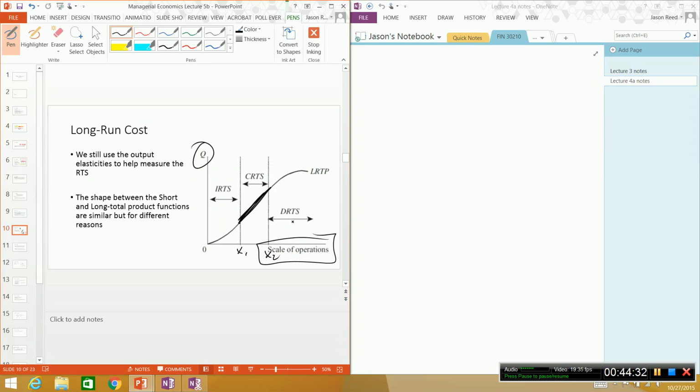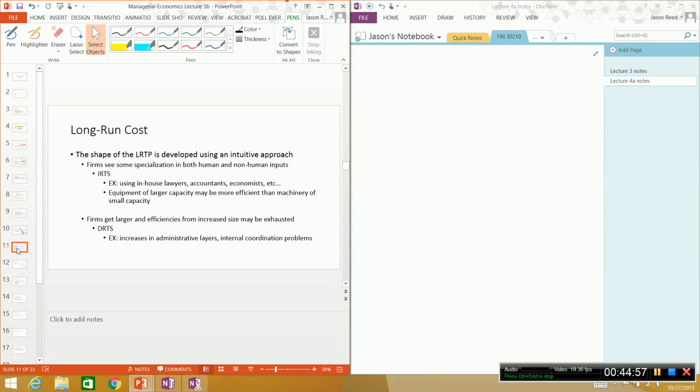So it doesn't matter, essentially, we can produce more, but we have to scale up our resources by the same amount. Whereas after x2, we have decreasing returns to scale, where long-run total product is now increasing but at a decreasing rate. And eventually we might see some sort of coming down of this long-run total product. So the shape of the long-run total product is developed using this intuitive approach.